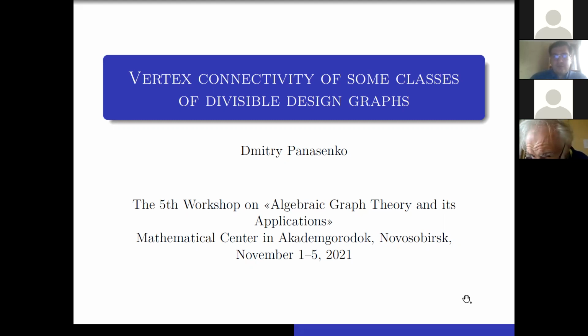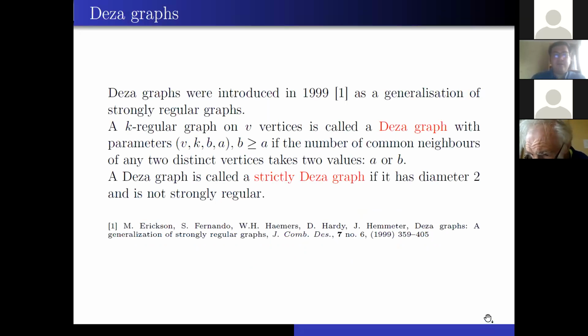So first, let me remind the definition of DRGs. They were first introduced in 1999 as a generalization of strongly regular graphs. A k-regular graph on v vertices is called a DRG with parameters (v, k, b, a), where b is more or equal to a, if the number of common neighbors of any two distinct vertices takes two values, a or b. A DRG is called strictly DRG if it has diameter 2 and is not strongly regular.